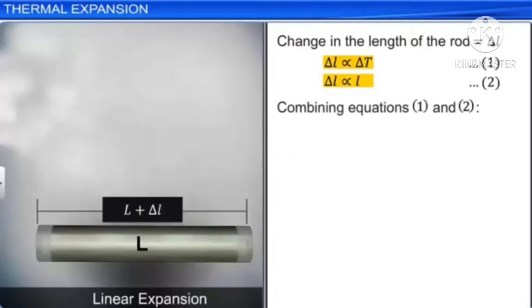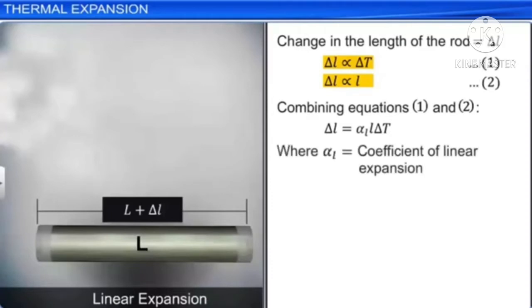Combining equations 1 and 2, we get the expression delta L equal to alpha L, L delta T, where alpha L is the proportionality constant called coefficient of linear expansion and is characteristic of the material of the rod. The fractional change in length, delta L by L, is equal to alpha L into delta T.